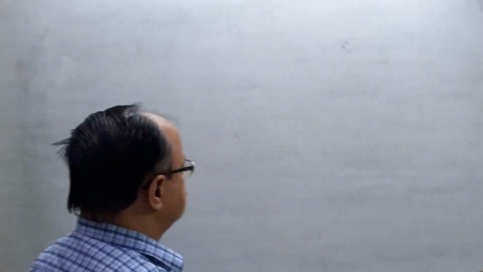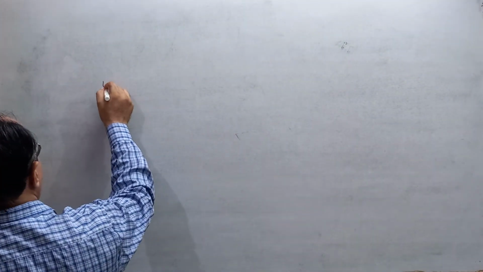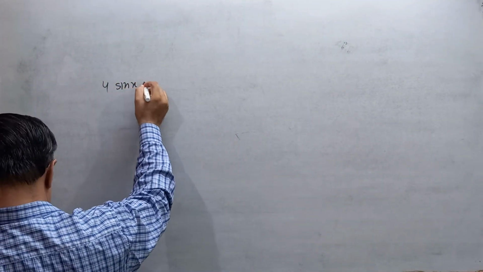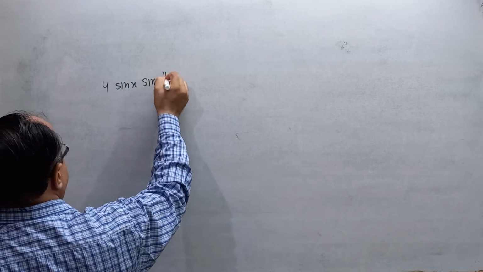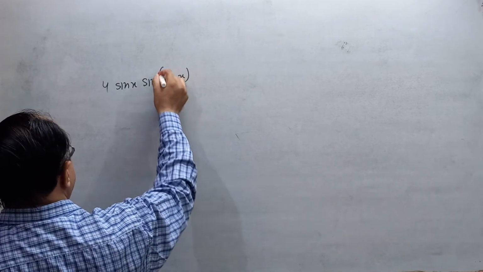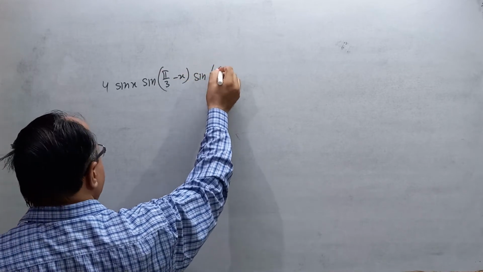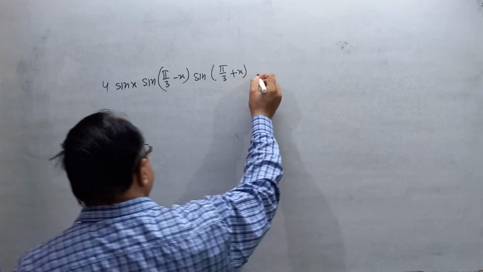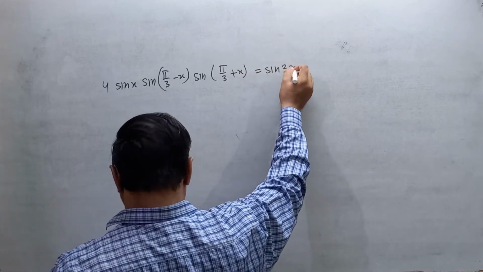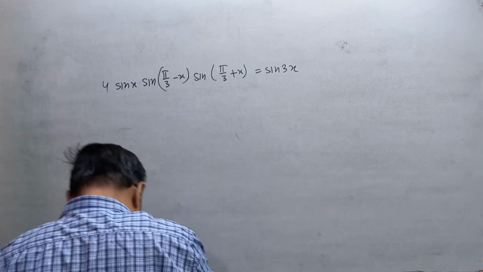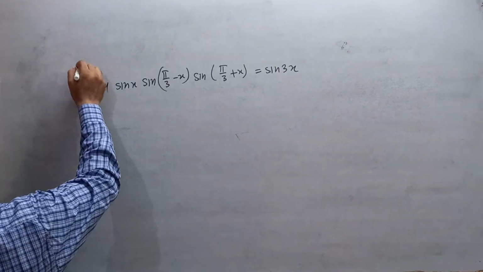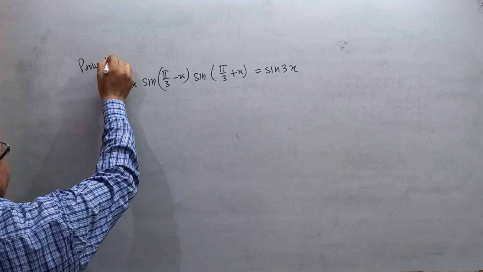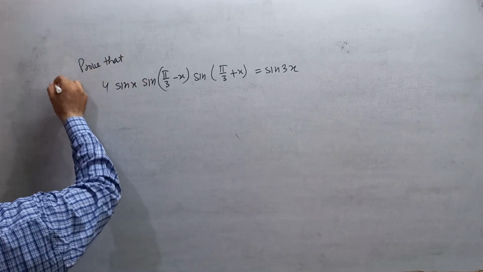Next question. Prove that 4 sin x sin (pi by 3 minus x) sin (pi by 3 plus x) is equal to sin 3x. Important question.